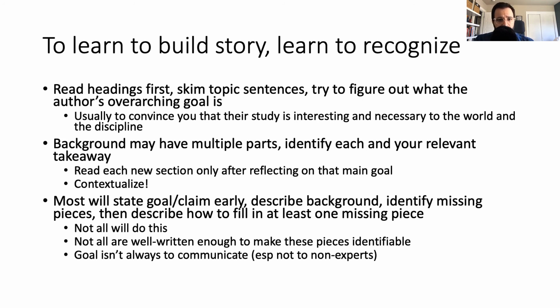Most papers will, again, go through that same basic set of steps that I've outlined. They'll state their goal or their claim. They'll describe the background research and identify its missing pieces, and then they'll describe how their study, or how they recommend some study should be done, in order to fill in that one last missing piece. Not all papers will do this. They won't all do it in this nice order, and the reason for that is that sometimes it doesn't quite make sense to write it like this. Every paper is unique and different, but it's also the case that sometimes papers aren't well written enough to make these pieces identifiable, and that can also contribute to needing to read the thing multiple times before you understand the author's intentions.